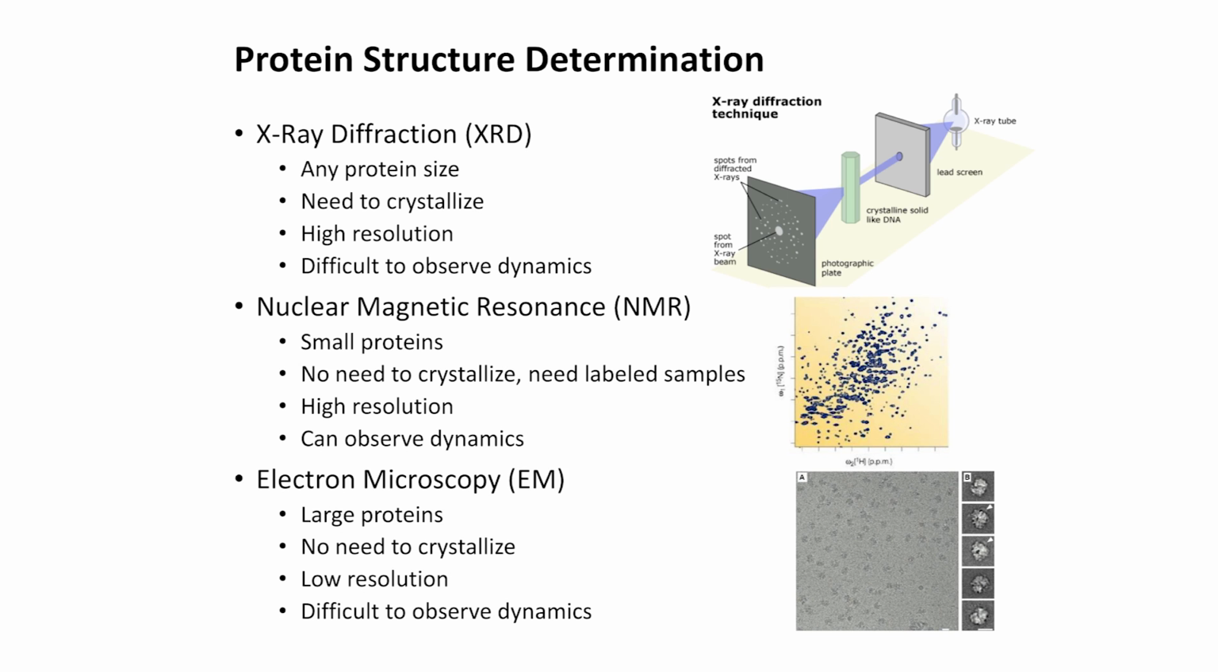You can obtain a high resolution structure. So a resolution of 2 angstroms or even less is pretty common for good protein X-ray structures. But then also, it's difficult to observe dynamics. So an X-ray structure is just a snapshot of the protein at a specific time. And so you often need a series of X-ray structures to really learn something about the mechanism or the dynamics of these proteins.